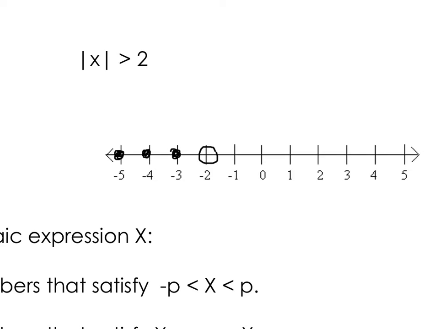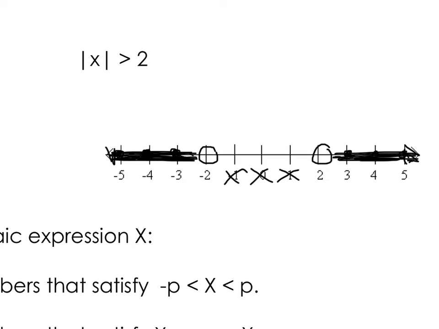-1, is absolute value of -1 greater than 2? No. 0? No. 1? No, those don't work. What about 2? It doesn't work, but it's close. 3? That works. 4 and 5. So our solution will be the numbers on the right and the numbers on the left. This looks like a union problem. We have the right end or the left end.